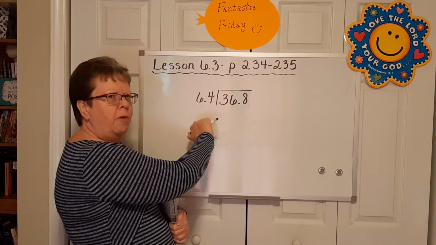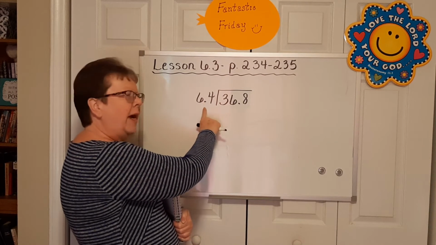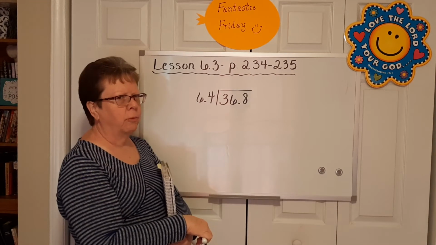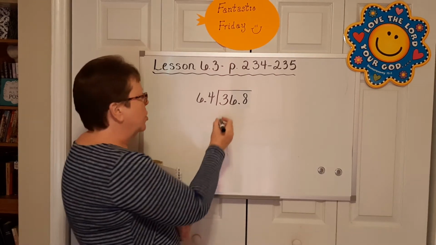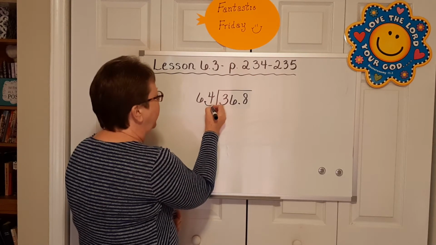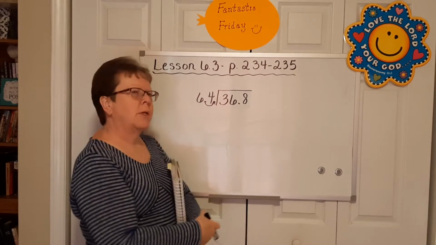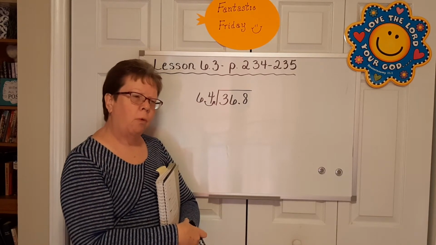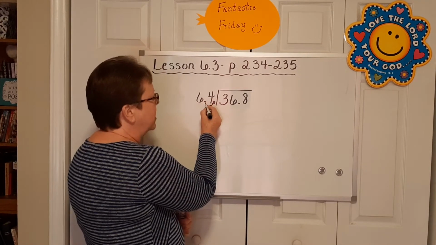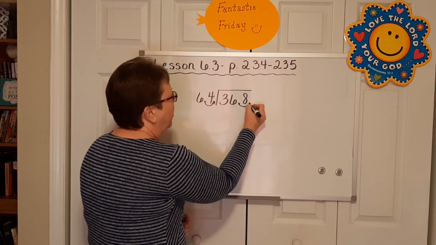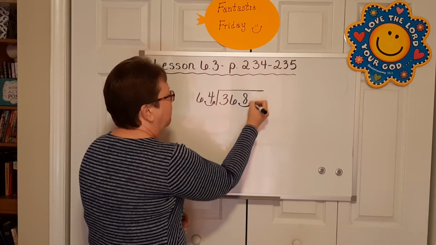What we have to do before we can divide is make sure our divisor is a whole number, which we know 6.4 is a decimal, so it's not a whole number yet. So what we have to do is take our decimal point, move it one place to the right, and then that number becomes a whole number, the number 64. So since we moved that decimal point one place to the right, we've got to move this decimal point one place to the right. Okay?